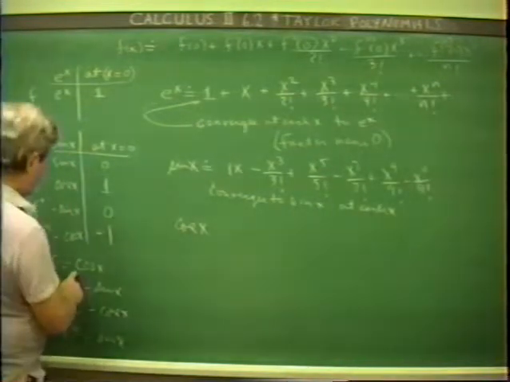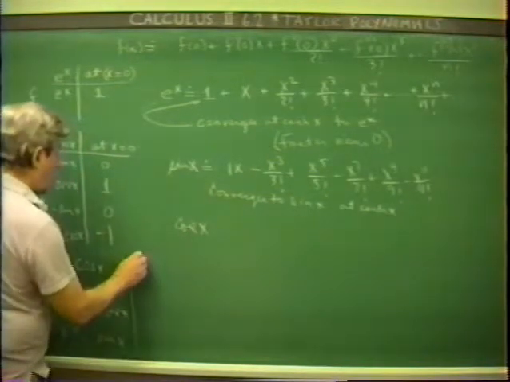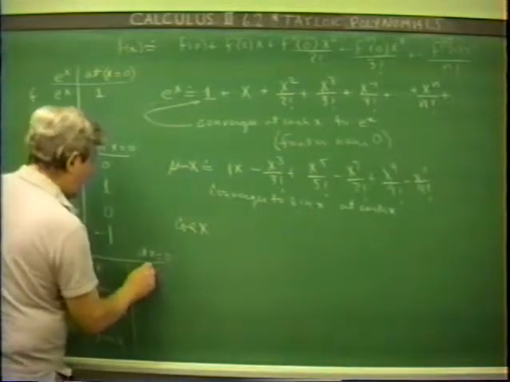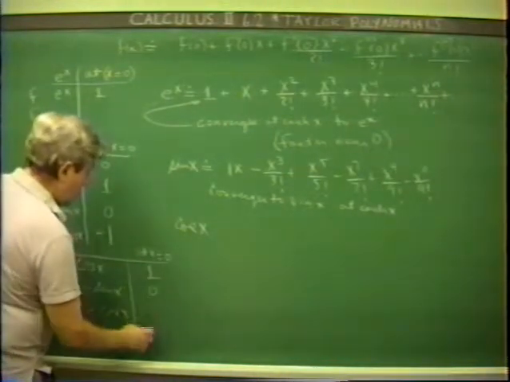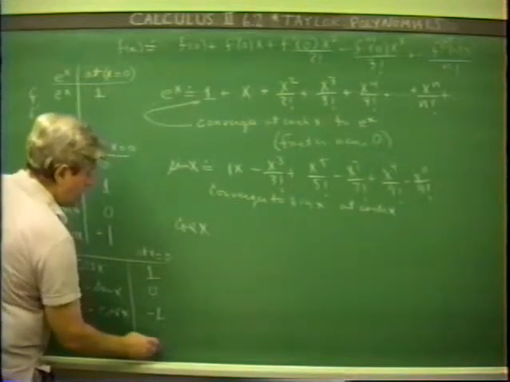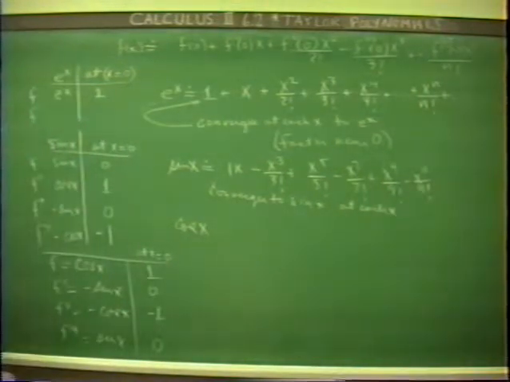And then this repeats. So the value of the function at x equals 0 is going to be 1. The value of the derivative is 0. The value of the second derivative is minus 1. Third derivative is 0, and so forth, and this repeats.